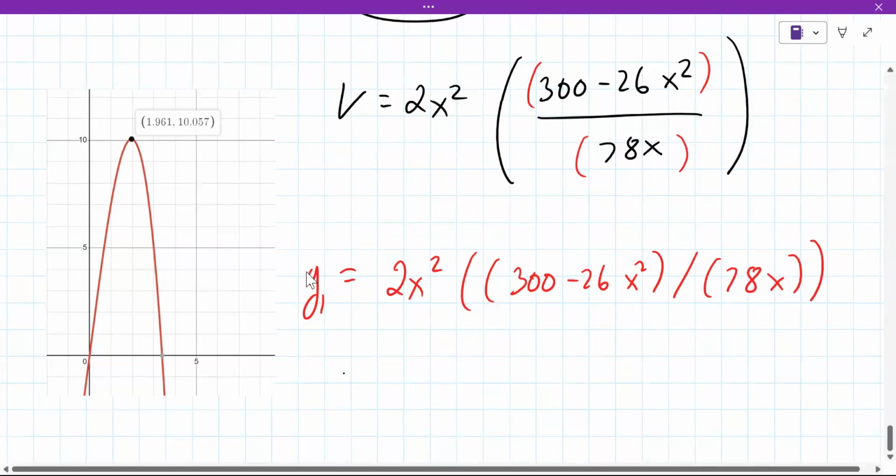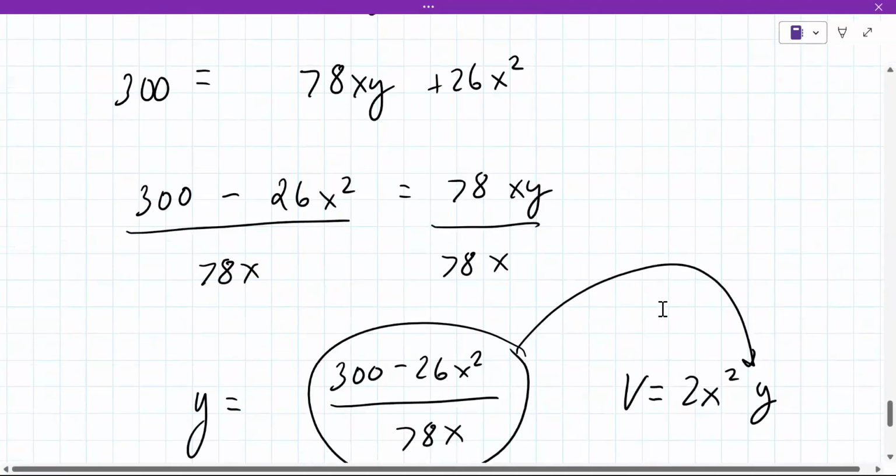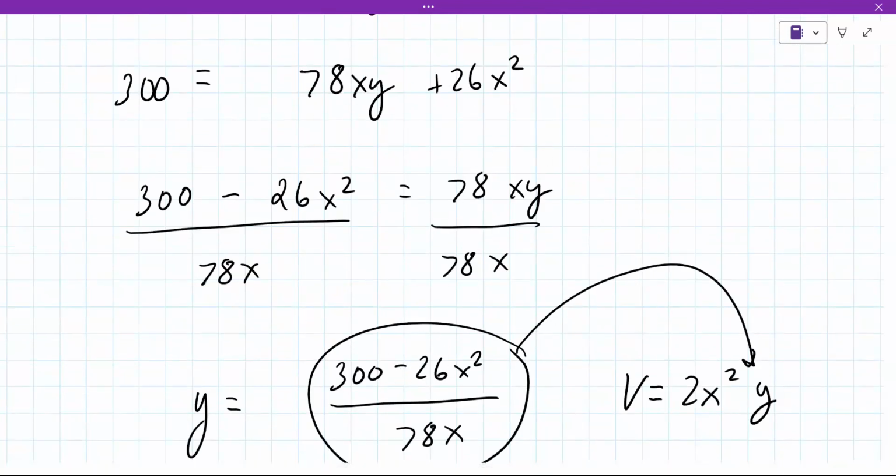Okay, I got it right. There we go. I just didn't put the parentheses around the 78x. Did you get the 1.96? I did, yeah. Great. So you get that, and then you can put it back in to find whatever else you want. In this case, you want y maybe in this equation.